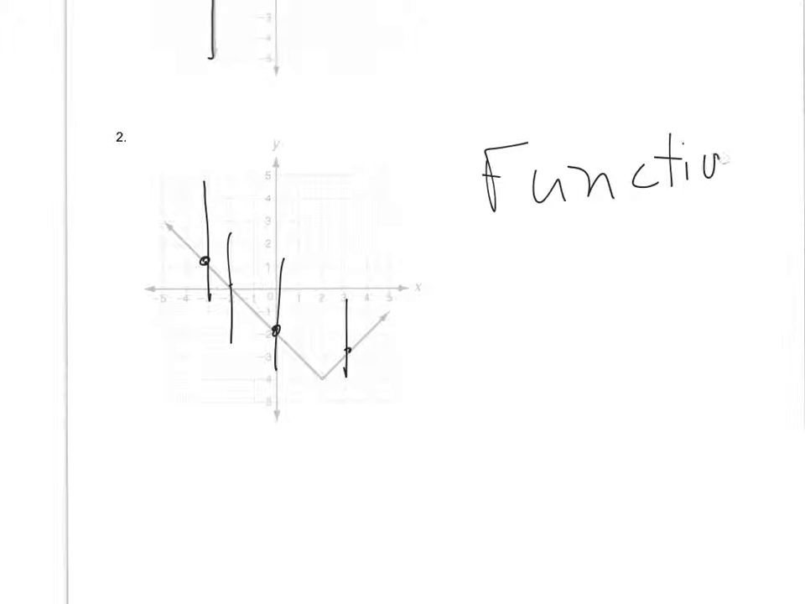On number 2, when I draw a vertical line at various points, notice it only crosses one time at each one of those markings. So it is a function. However, we can clearly see it is not linear because it has that angle to it. So it is a function, but not linear.